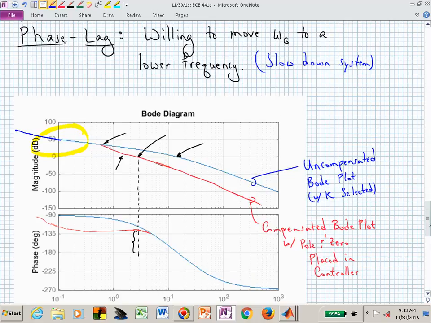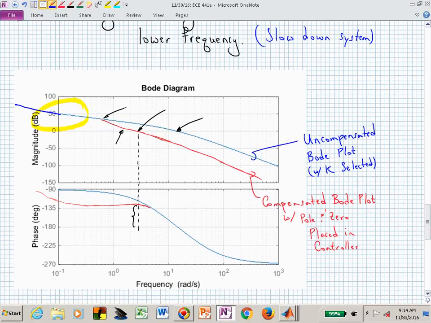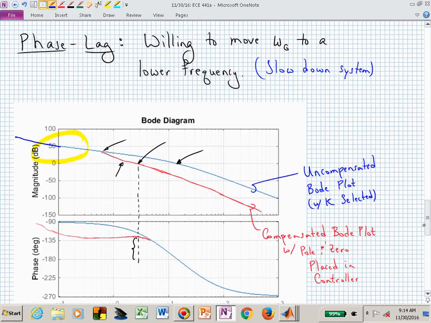But in our case, what we wanted to do is design a phase lag controller, which means we can slow down the system, which means that omega sub g can be moved to the left. Where is omega sub g? I've put all these arrows on here. I had it all labeled, and then I said, well, that's no fun. Let me erase that and have them complete it for me in class tomorrow. So where is omega sub g? How did we define omega sub g? G stands for gain.